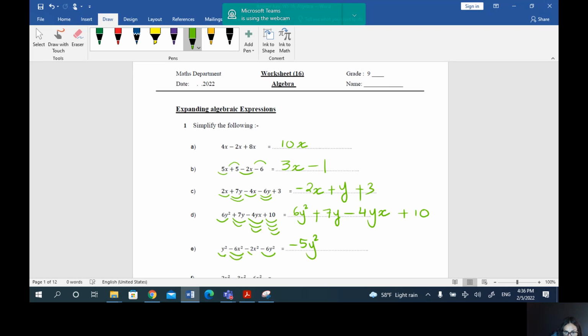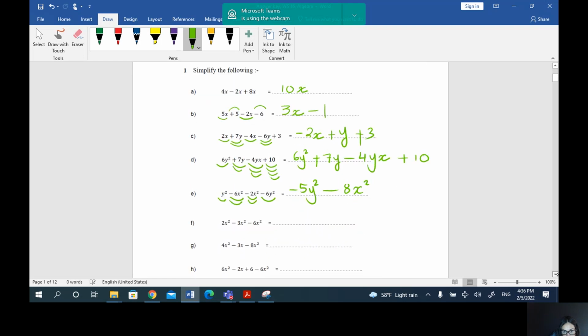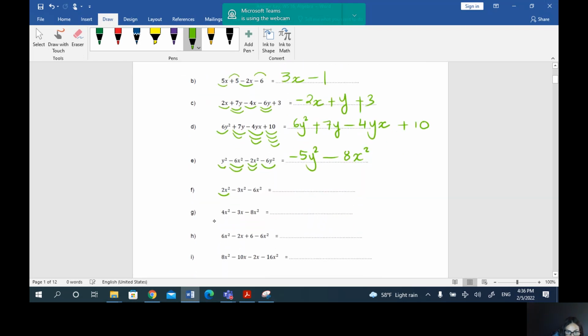Minus 6x squared minus 2x squared is equal to minus 8x squared because they are like terms. 2x squared is a like term to minus 3x squared. 2 minus 3 is minus 1. And they are like terms to minus 6x squared. So minus 1x squared minus 6x squared comes down to minus 7x squared.